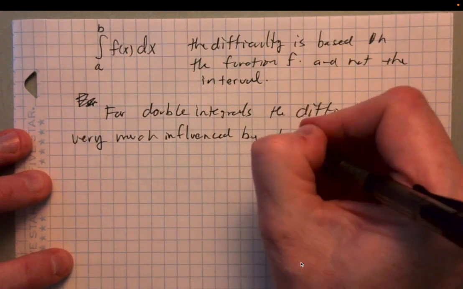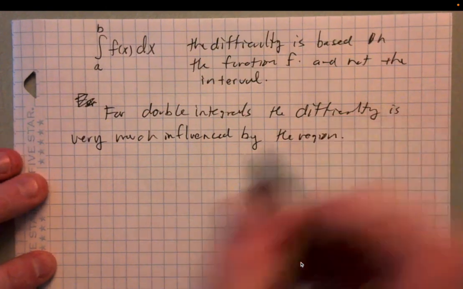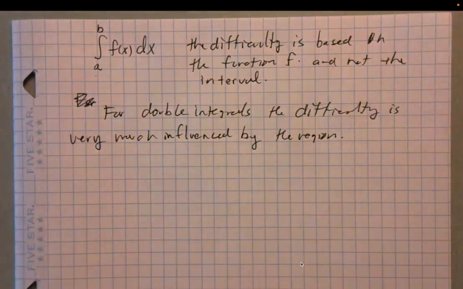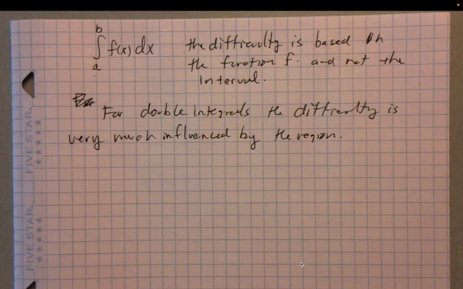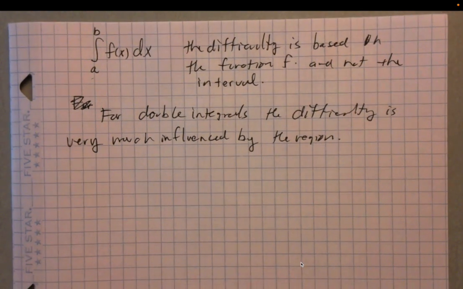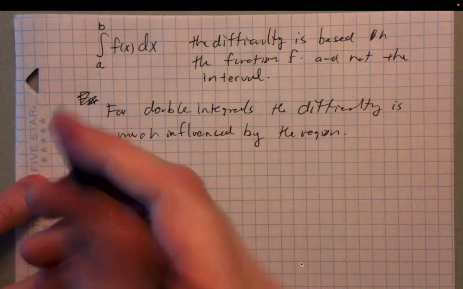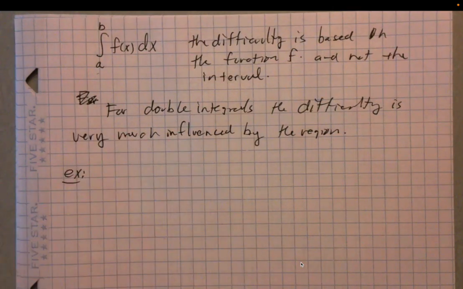by the region, which is like saying, the integral is really easy if a is 0 and b is 1, but it's really hard if a is 1 and b is 2. That makes zero sense in the case of a single integral, but in a double integral scenario, that's actually the case. The whole problem can change based on the region that you're interested in. And so the problem we want to do next really exemplifies this.